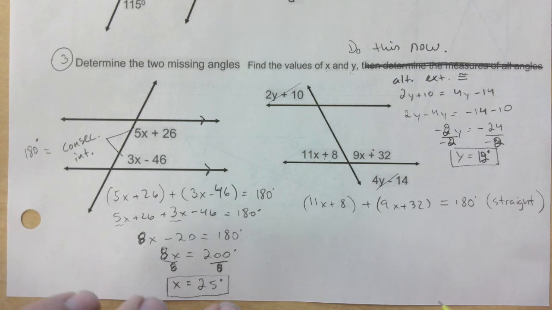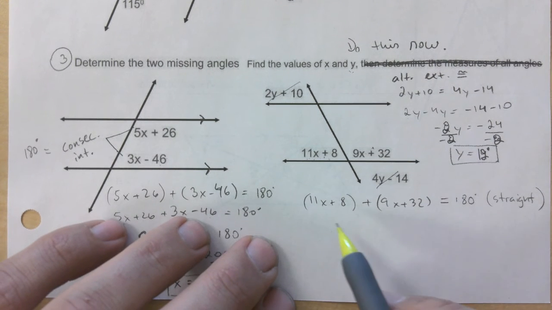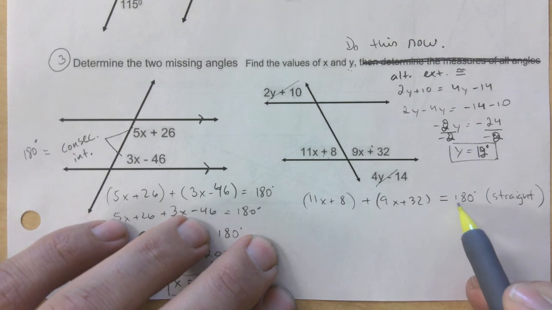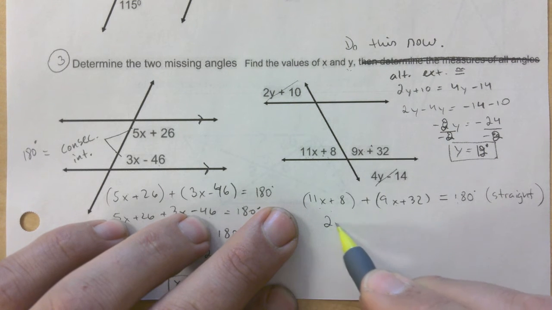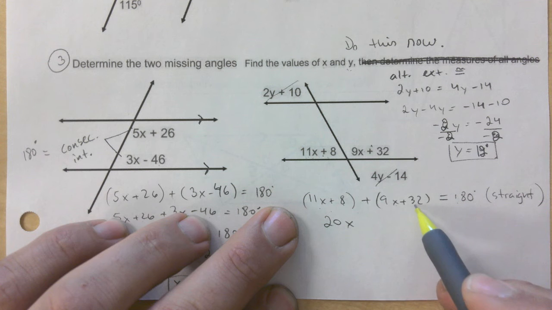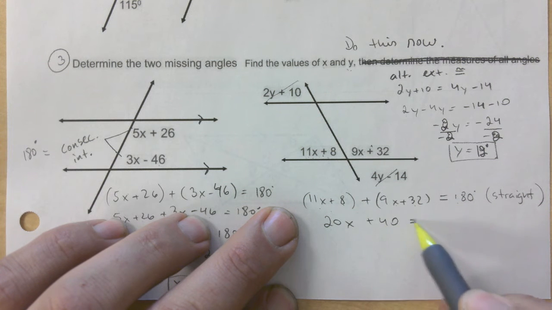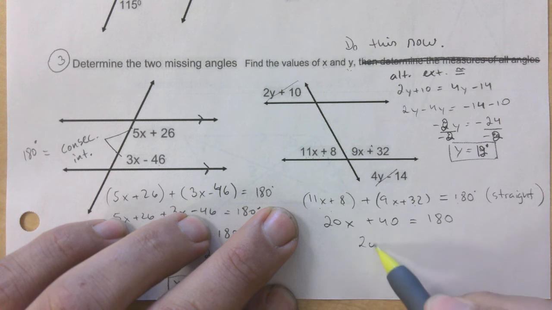Okay. And now it's on camera. It's on record. Anyways, so this is true. So 11 and 9, that's 20x. 8 and 32, that's 40. And that's 180. Bring the 40 over to the other side.